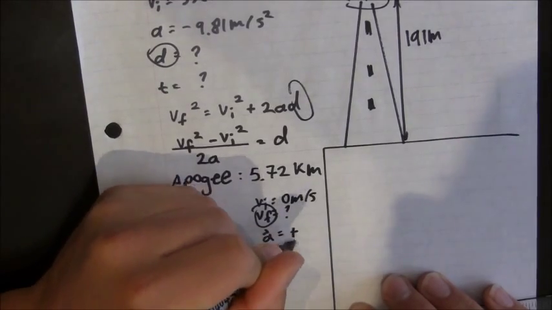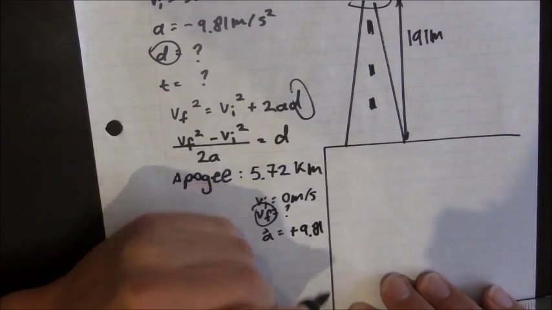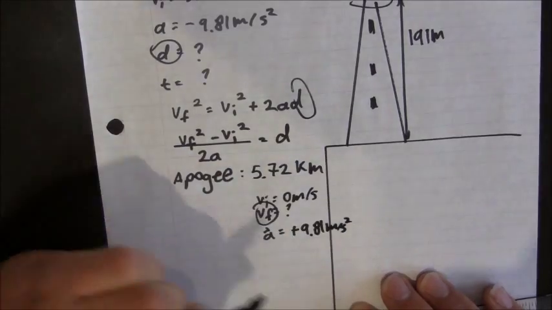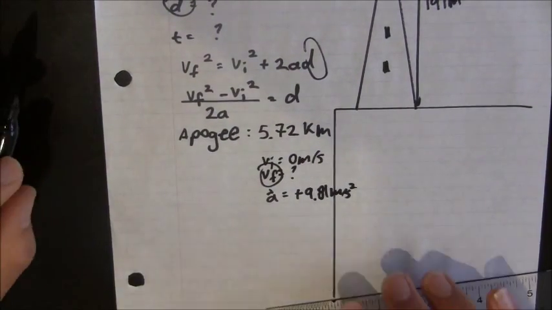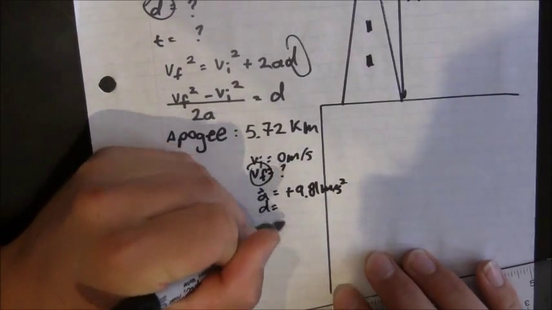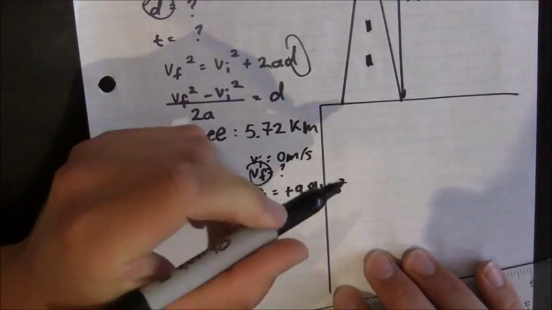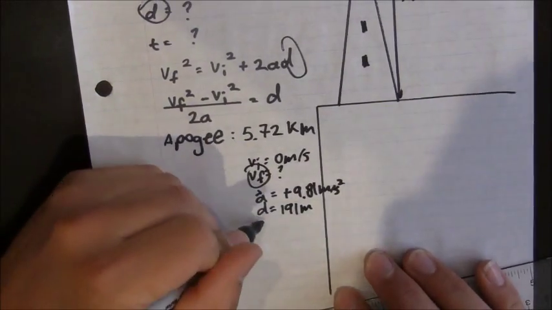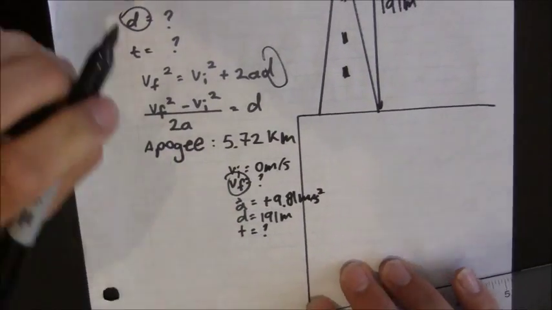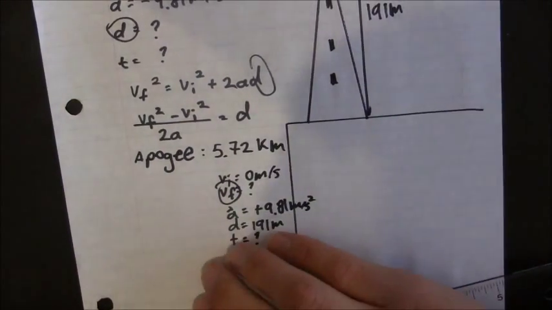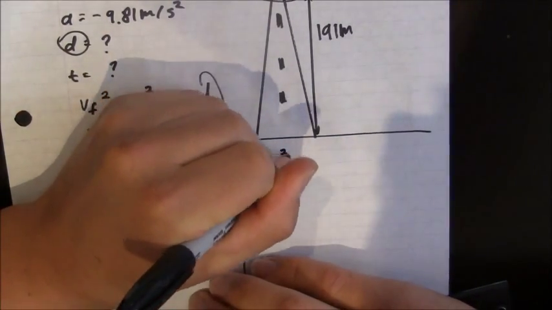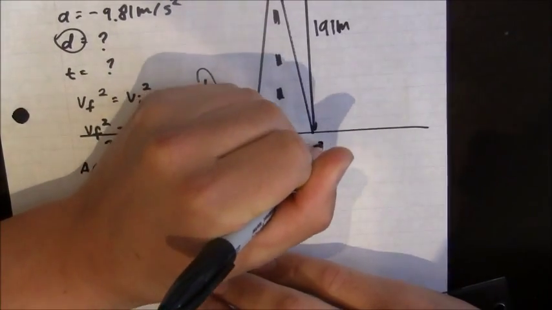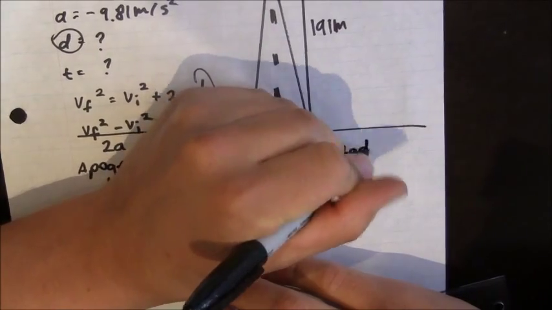Acceleration is positive 9.81 meters per second squared, because it's falling down, it's not being tossed up. Distance is 191 meters. Time, we have no idea, but we don't need time. Let's use kinematics here. Let's say VF squared equals VI squared plus 2AD.